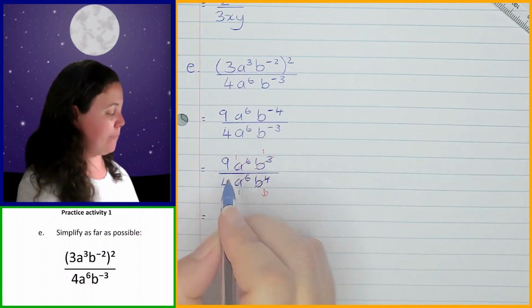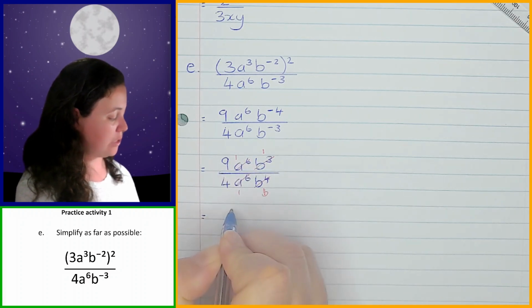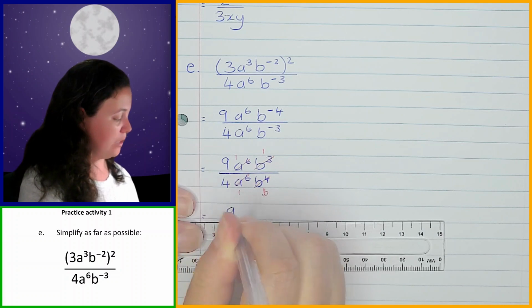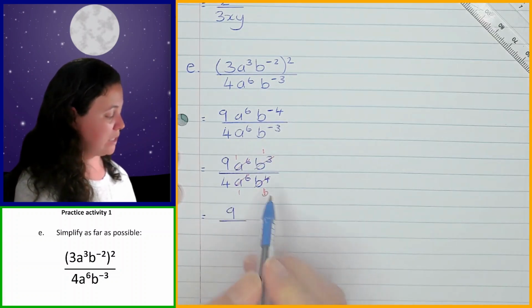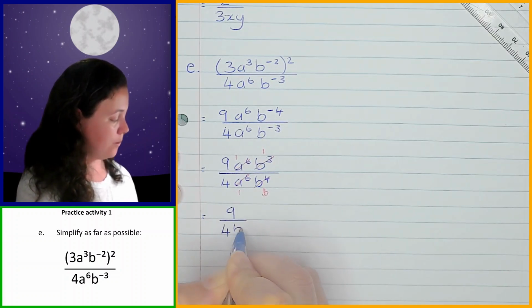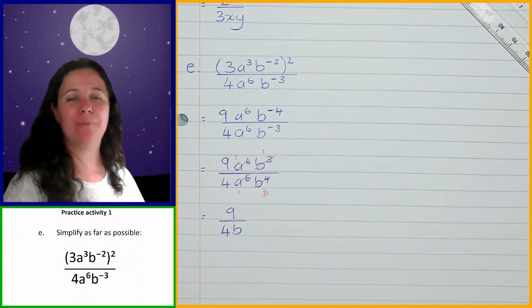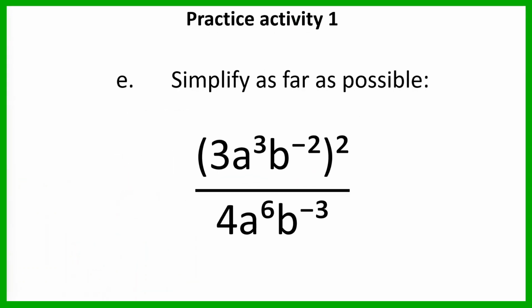So now at the top of my fraction, I've got 9 times 1 times 1, which is 9, over, at the bottom of my fraction, I've got 4 times 1 times b, so that's 4b. So that's what you should have got for question E, 9 over 4b. Right, let's go on to question F.